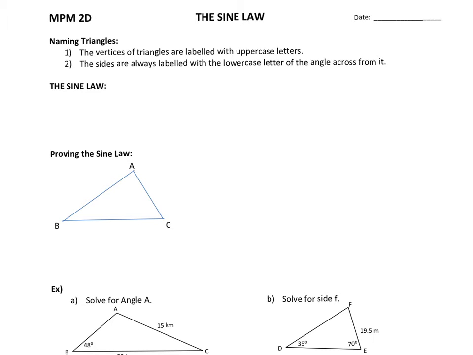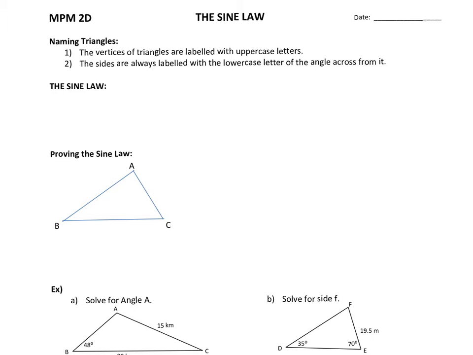When we work with right angle triangles, we have our side lengths labeled hypotenuse, opposite, and adjacent, which is great for right angle triangles, but we can't use them for other triangles that don't have a right angle because we don't have a hypotenuse. So the convention when we're naming them is we always want to use uppercase letters for the vertices of our triangles, and our sides are always labeled with the lowercase letter of the angle across from it, which I have mentioned previously.